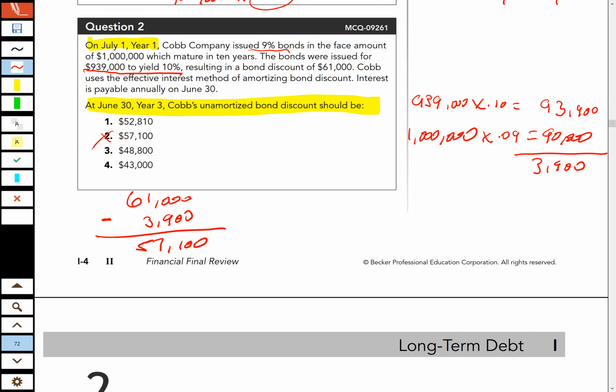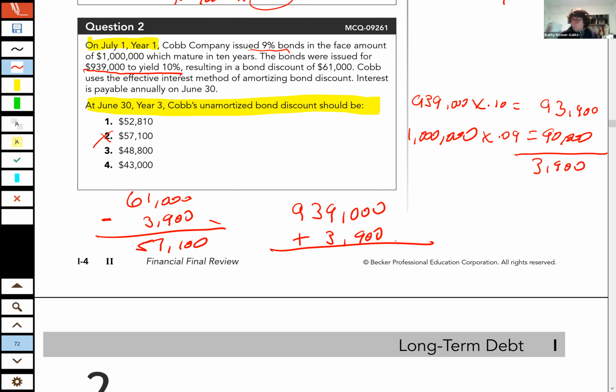So now I start looking to say, okay, I've got to amortize another year of the discount. So what am I going to do? Now I'm going to take the 939,000, which is what they originally issued it for, and I'm going to add the amount of discount amortization to that, which was 3,900. That brings the carrying value for year 3 up to 942,900. I multiply that by the effective rate of interest. That gives me 94,290.